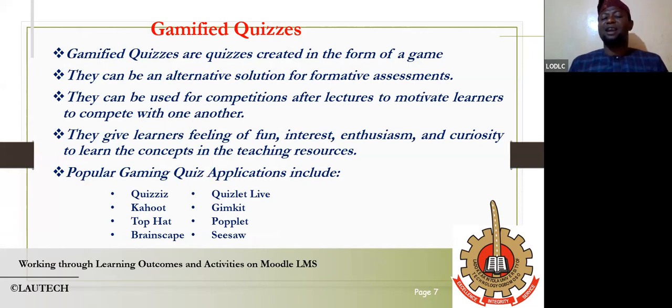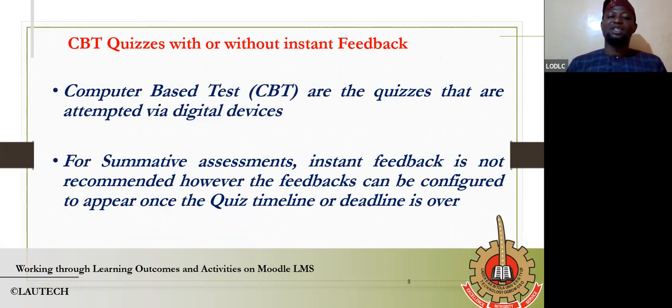Popular gamified quiz applications that we have: we have Kahoot, we have Top Art, we have Brainscape, we have GameKit, we have Pocklet, we have Seesaw, and we have Quizlet Live. So those are the various examples of gamified application quizzes that we have. Now, CBT quizzes with or without instant feedback. I explained something about CBT quizzes with instant feedback and CBT quizzes without instant feedback.